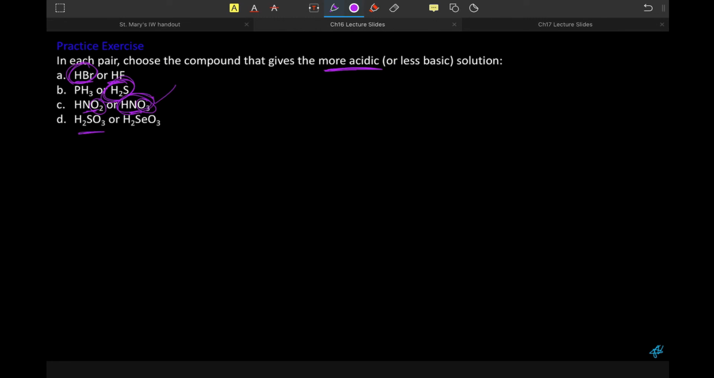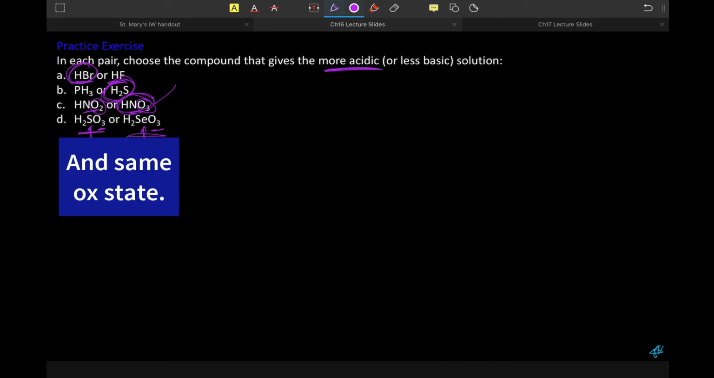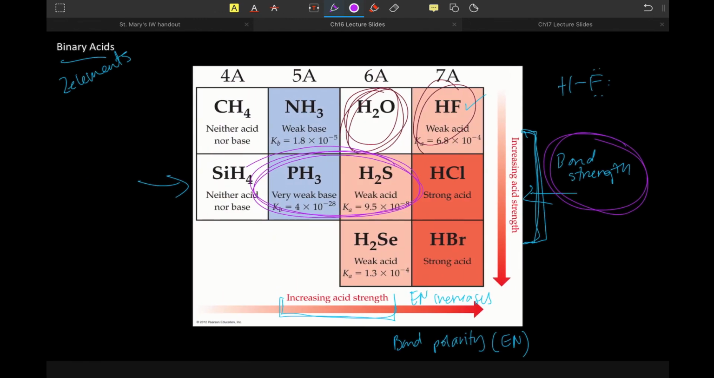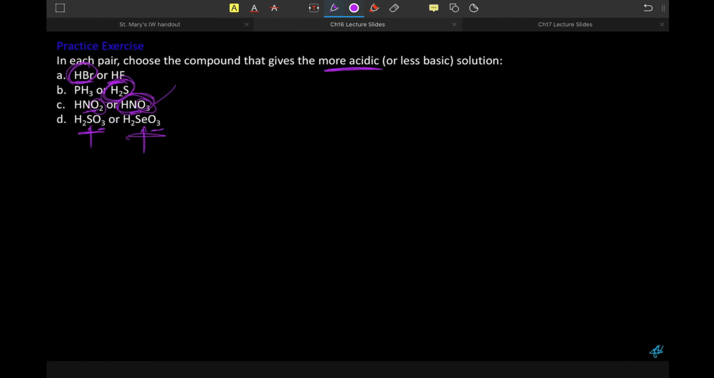Here we have 2 oxyanions, but we'll note that they both have 3 oxygens, so that's not what the question's about. It's really about this element right here. So now, since we have an equal number of oxygens, we just need to know which is more electronegative, the sulfur or the selenium. Sulfur versus selenium. Sulfur is more electronegative, so this then would be the more acidic species. Does that make sense?